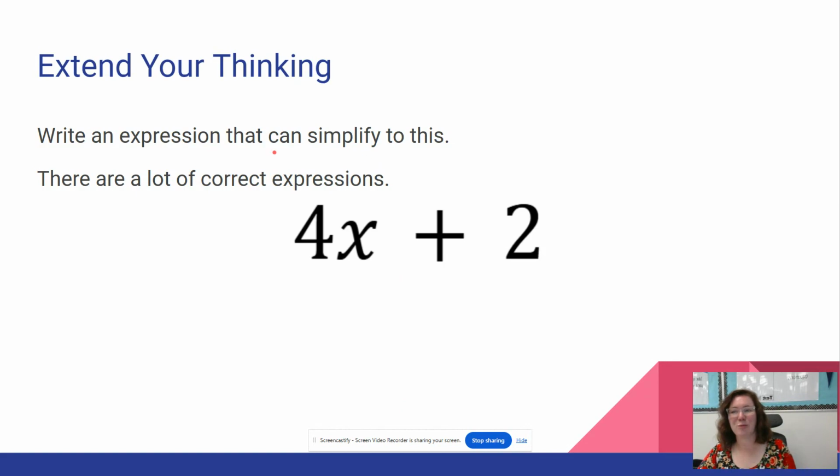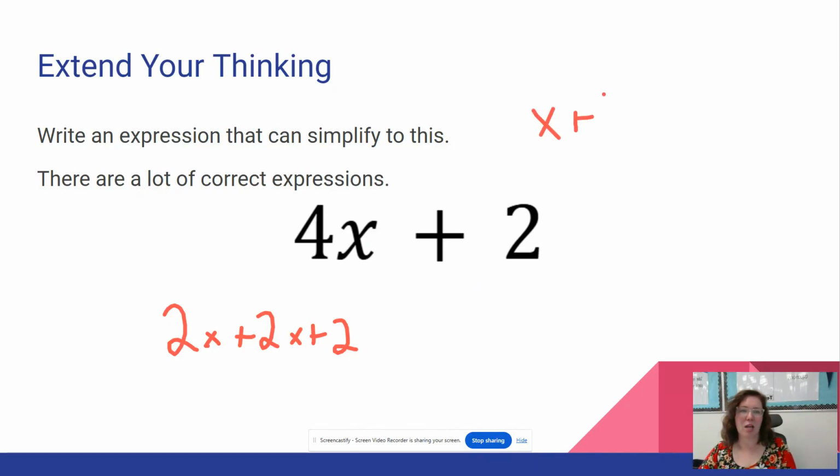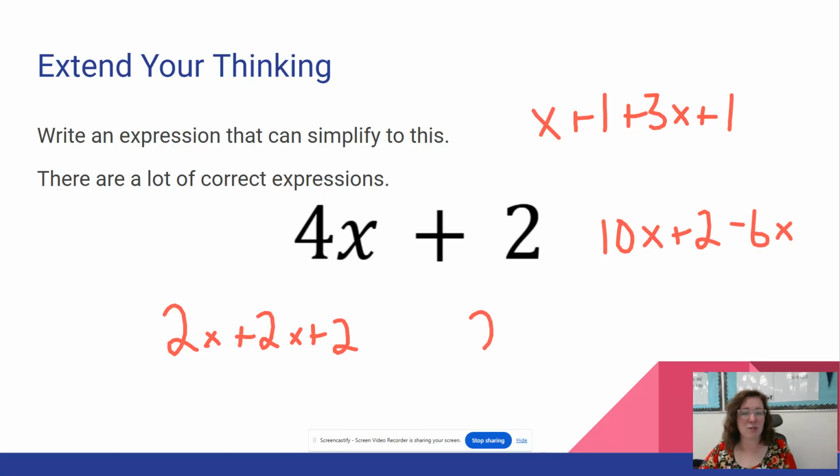Extend your thinking. Write an expression that can simplify to this. There are a lot of correct expressions. We could do something like 2x plus 2x plus 2. That would simplify to this. We could do something like x plus 1 plus 3x plus 1. We could do something like 10x plus 2 minus 6x. We could even do something like 2 parentheses x plus 1 close parentheses. This is not even everything. There are so many correct ways that you could simplify down to get 4x plus 2. But these are some examples.